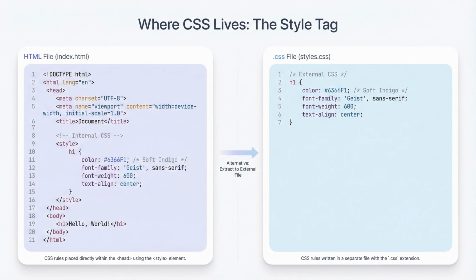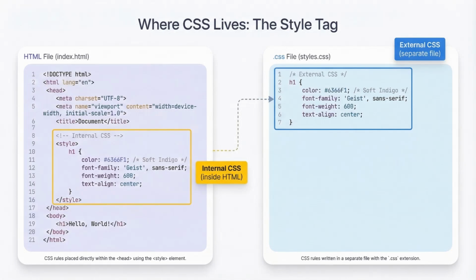In a separate CSS file, you don't need any HTML tags around your styles at all. The key takeaway here is that in an external CSS file, you write styles directly. No style tag, no HTML structure around it, just the CSS rules themselves. This is the approach used in real-world projects because it keeps your HTML and your styling logic cleanly separated, making both files easier to read and maintain.